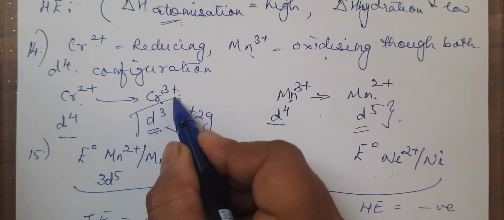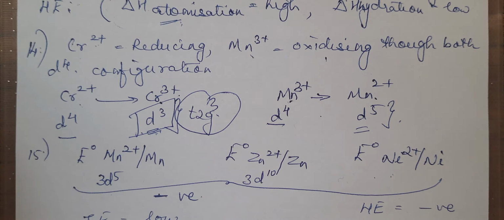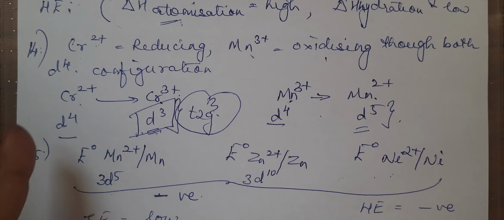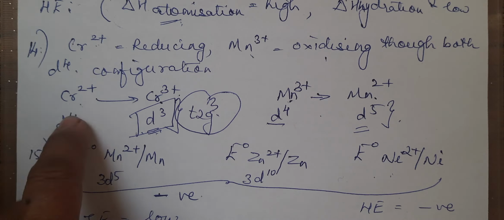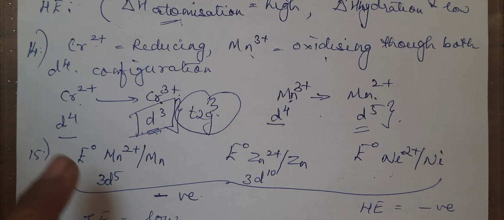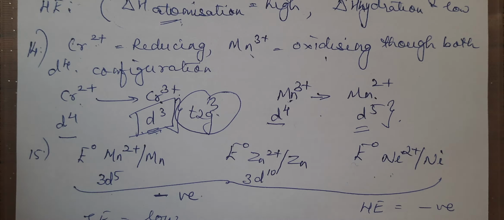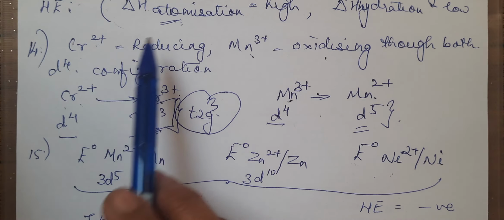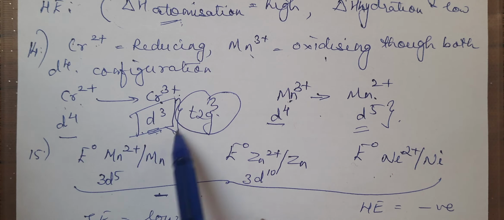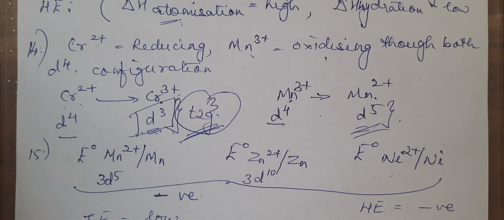But because this is having d3, d3 means t2g3, which is more stable than the half-filled configuration. So you will write, because chromium acquires t2g3 configuration, which is more stable than d5, this is reducing and this one is oxidizing. So you will write like that. If they are asking one is oxidizing and reducing, in this case you will not compare anything like this. You will just say it is reducing because in the oxidized state it is stable because of t2g3. This is stable because of d5.